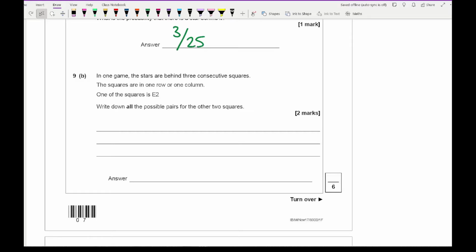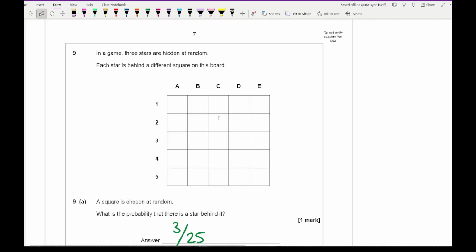Then for question 9b, it says, in one game, the stars are behind 3 consecutive squares. The squares are in one row or one column. One of these squares is E2. Write down all the possible pairs and the other two for the other 2 squares. So we know that there is a star in this here, and we know that they're in 3 consecutive ones. So it can either be in this one, or it could start in where the star is. So it could be there, but going horizontally, it could be here or here.